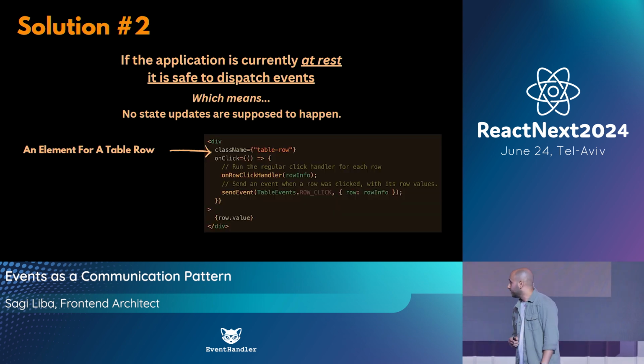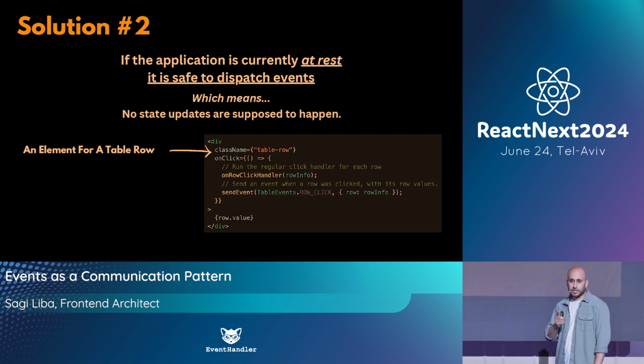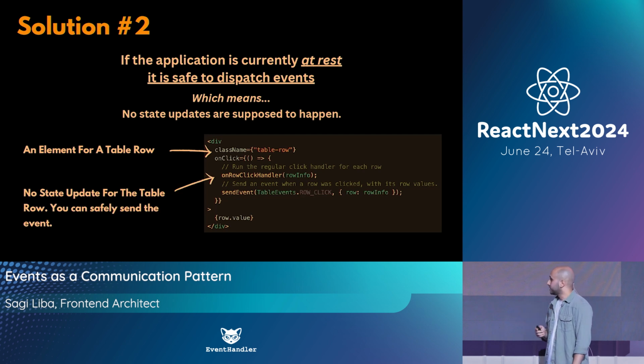Let's see an example. Here we've got a simple element for a table row that deals with the onClick handler. It passes the onRow click handler callback function with the row information, but I'm making sure to send an event with the row click and the specific selected row the user has clicked on. Now, as you can see, there are no state updates for the table going on here. This means that you can safely dispatch or send the events throughout your application, and now any component or infra that might need this information can simply access it using the useActOnEvent custom hook we've just seen.